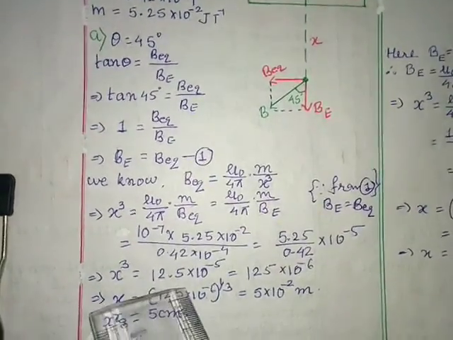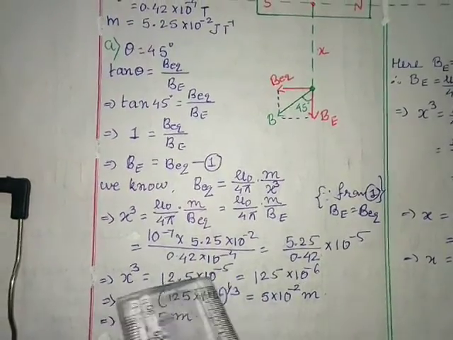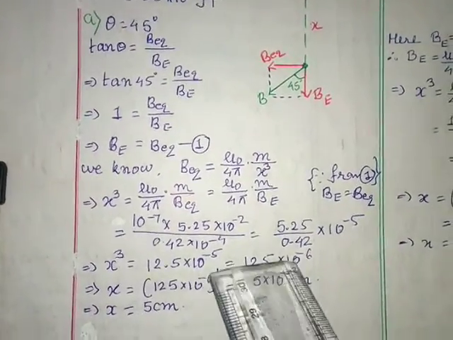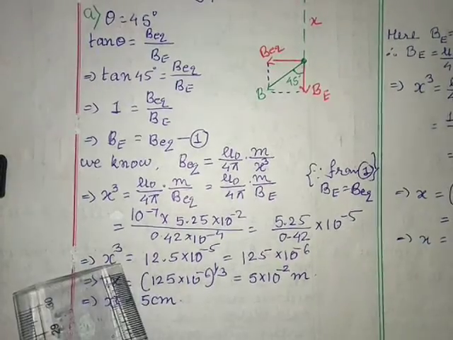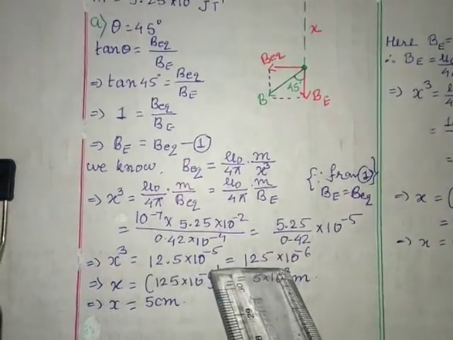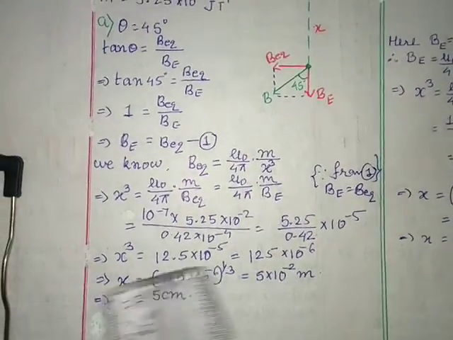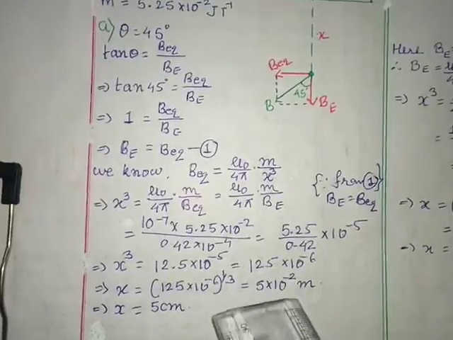That is 12.5 into 10 to the power minus 5. Remove this point and add it here, so 125 into 10 to the power minus 6 is the x cube value. Take the cube root, so this becomes 5, and 10 to the power minus 6 becomes 10 to the power minus 2 meter. Converting into centimeter, x is equal to 5 centimeter, or you can just keep x equal to 5 into 10 to the power minus 2 meter.